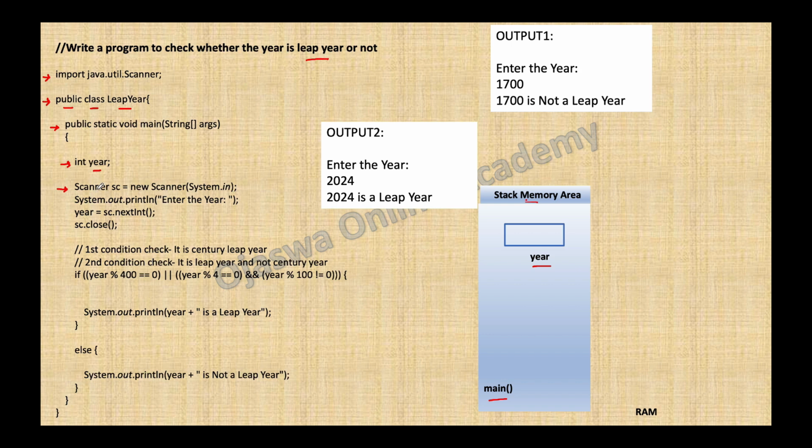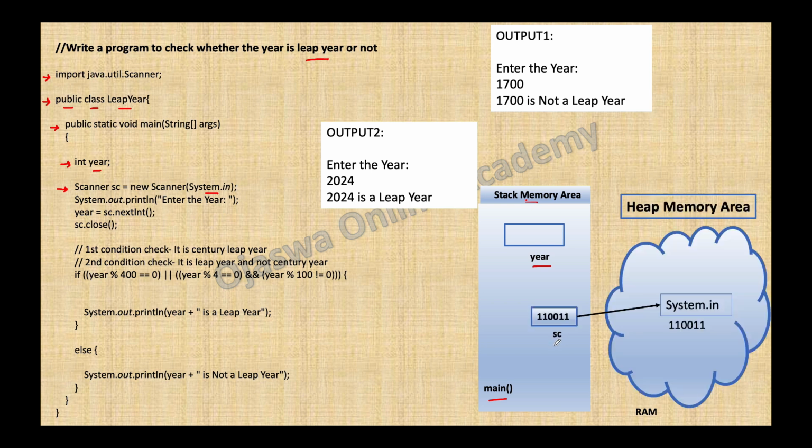Next statement is Scanner sc equal to new Scanner, and it takes argument System.in. Here we are creating object of type Scanner. We need Scanner object to accept input from the user. System.in opens an input stream. It connects to the standard input stream, that is keyboard. So as soon as this statement executes, memory allocation for the object happens. Reference variable sc is created on the stack memory area, and actual object is created on the heap. And address of the object is stored inside the reference variable sc. So sc is now pointing towards the object on the heap.